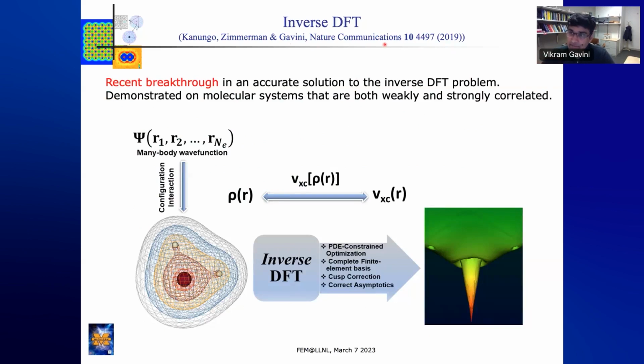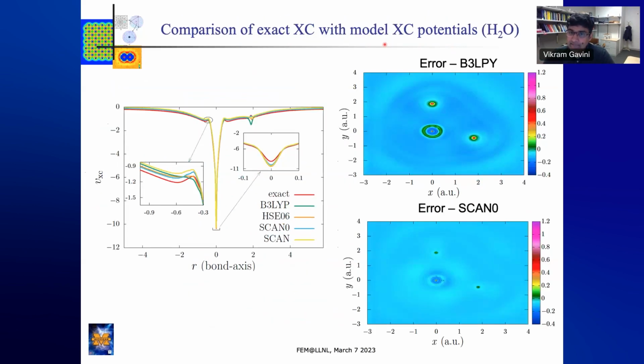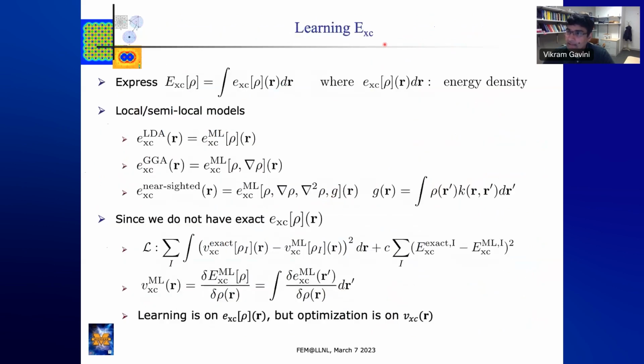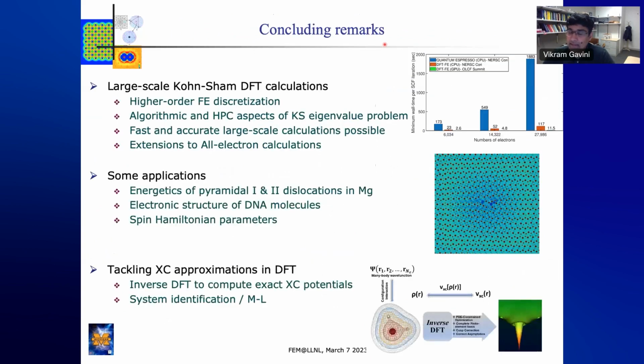And now that we have the exchange correlation potentials, we are also going after the learning problem, which is trying to improve the exchange correlation functional description in density functional theory. I might not have the time to go over those aspects, so I will skip that, and I'll be happy to talk offline with any of you who are interested. I'll take us to the conclusion slide and then be happy to take any questions.